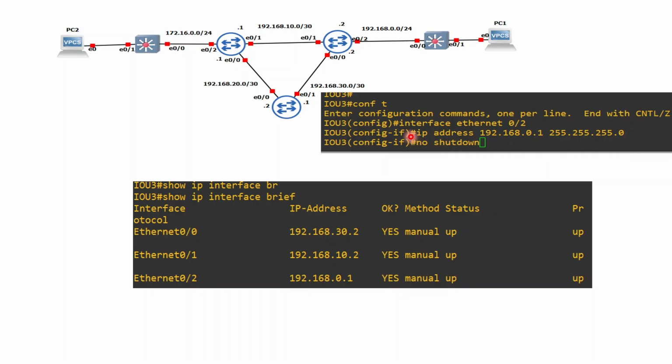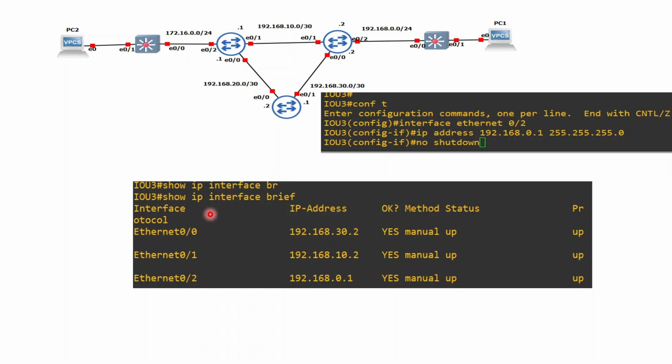Now, finally, after you have entered the IP address for this interface, you're supposed to enable it by writing the command no shutdown. Then, after you enter the command and you have assigned all the interfaces on this router, this is the command to verify that the configuration was correctly applied to your interfaces. If you want to view what you have done, just write show ip interface brief.